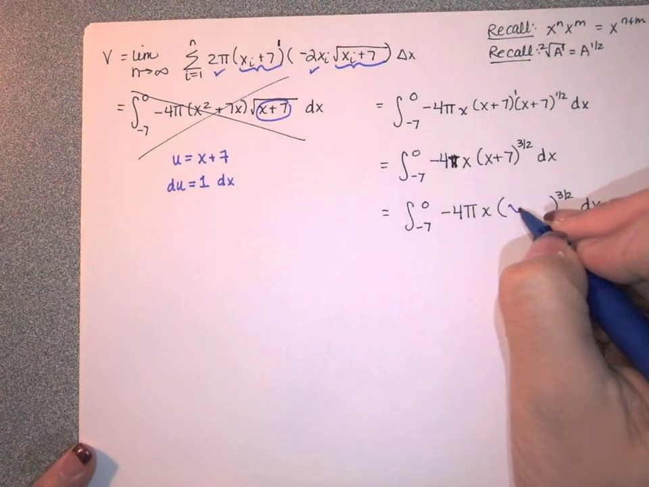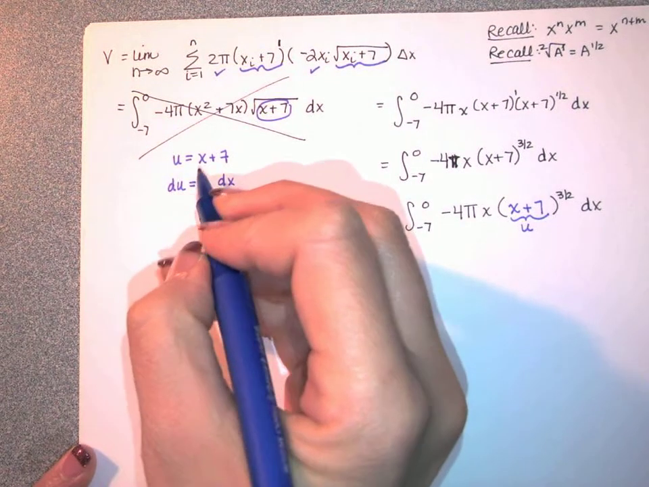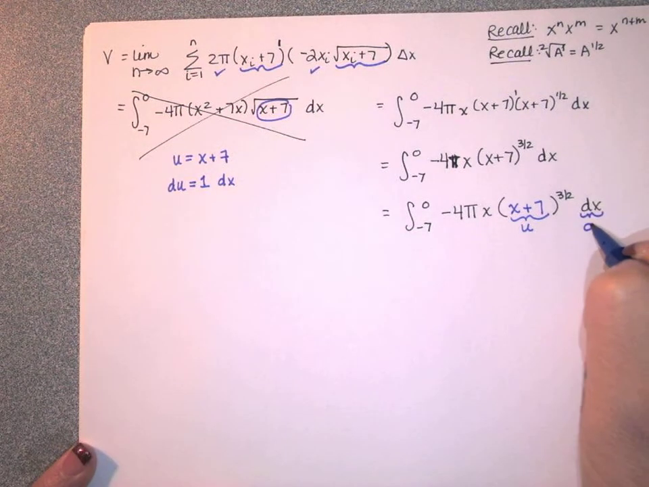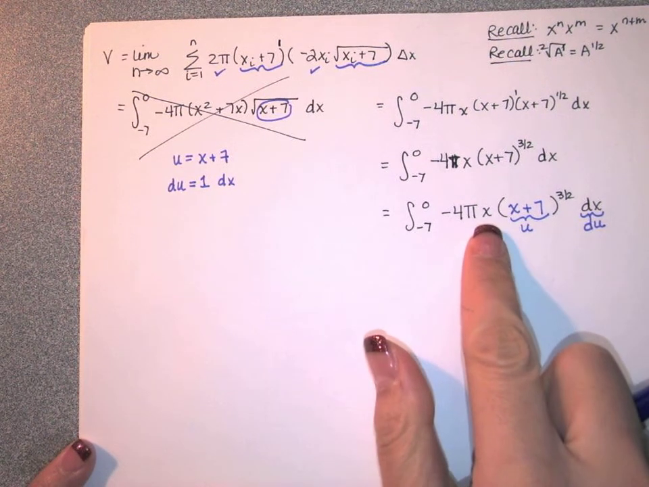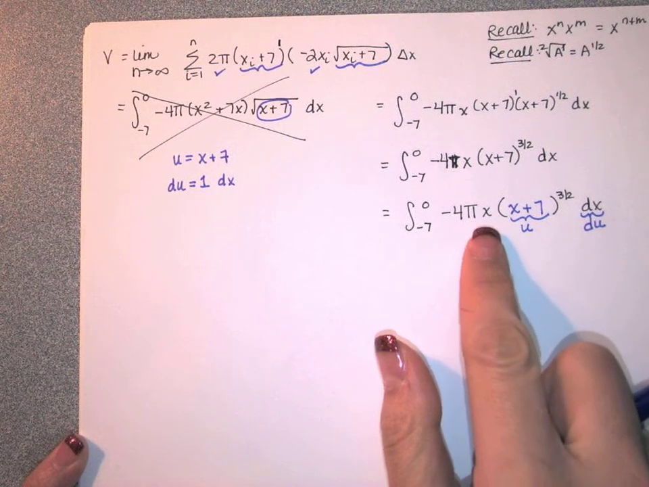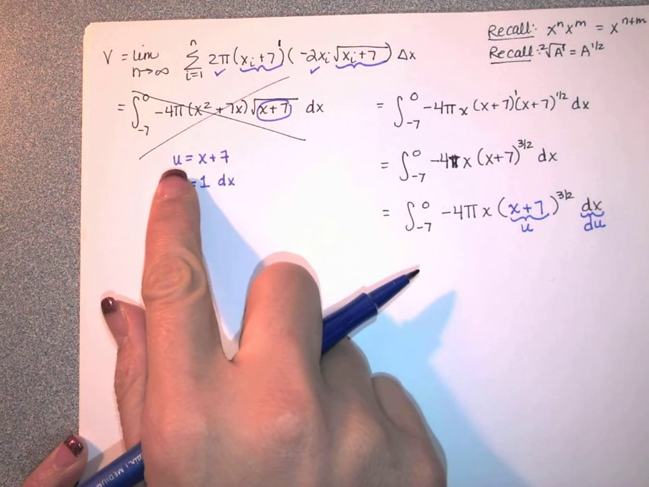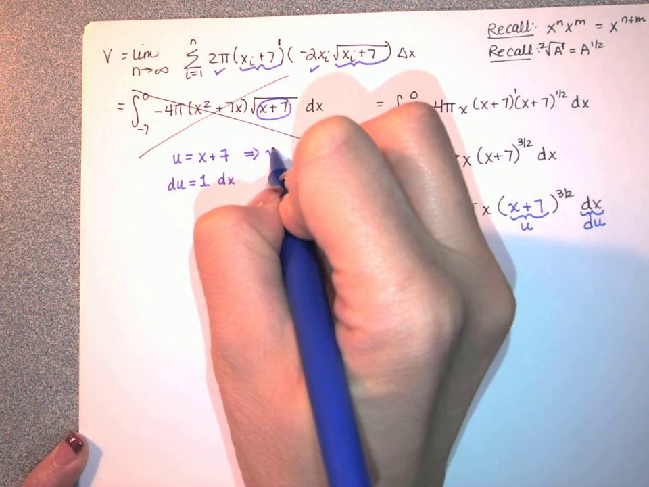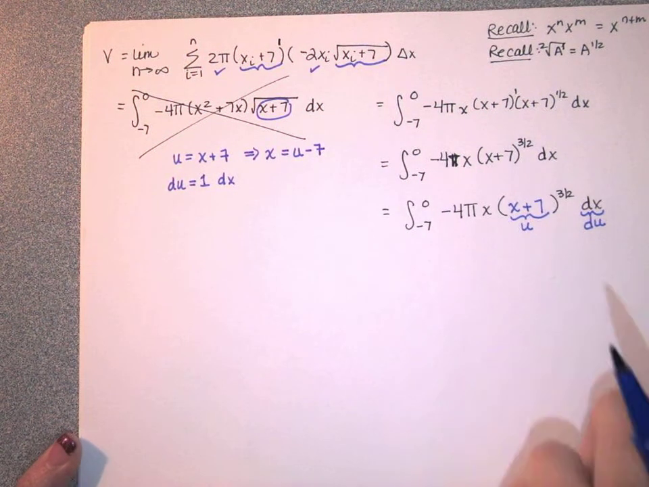So x plus 7, that's my u. And the derivative of x plus 7 is just 1, so du and dx are the same thing. And you might think to yourself, well, if that's true, there's no way I can take care of this x. And that's generally true, but I can actually get x in terms of u using this equation. If I know that u is equal to x plus 7, then I also know that x is equal to u minus 7. I can solve this equation for x.